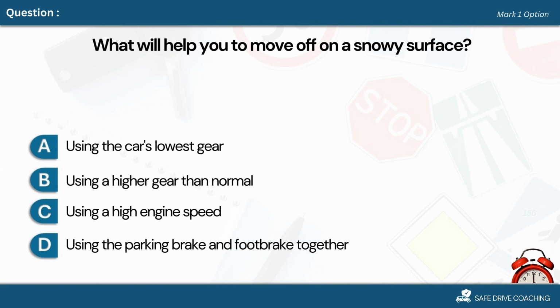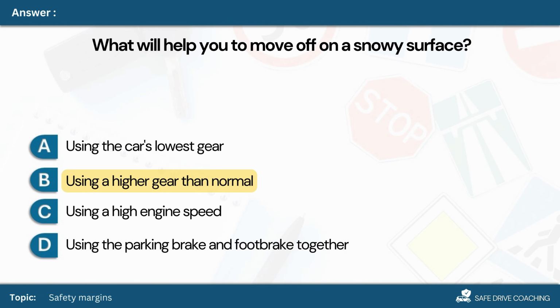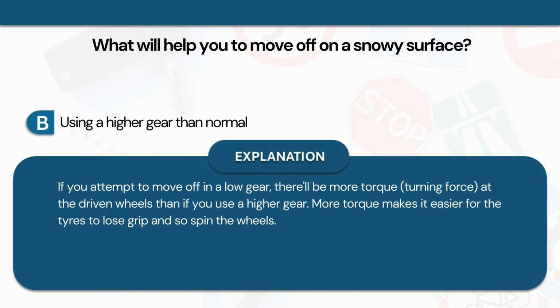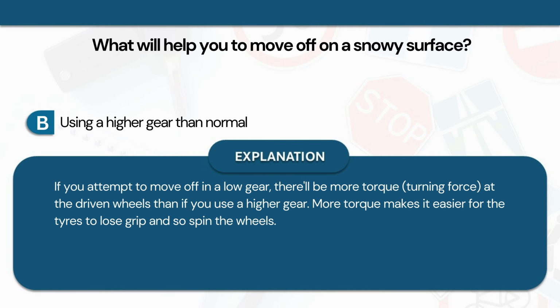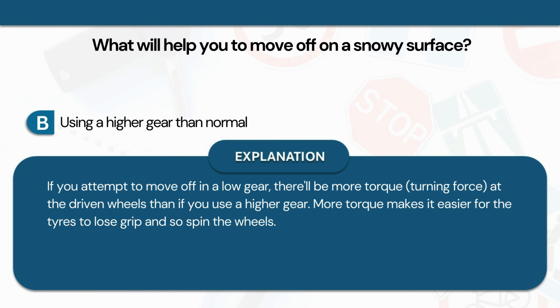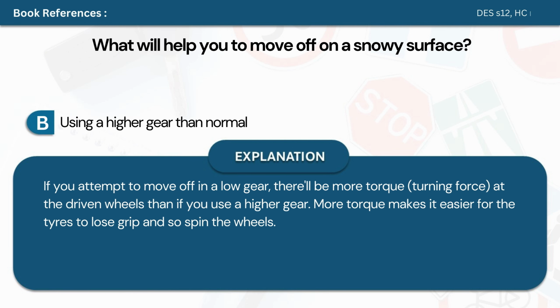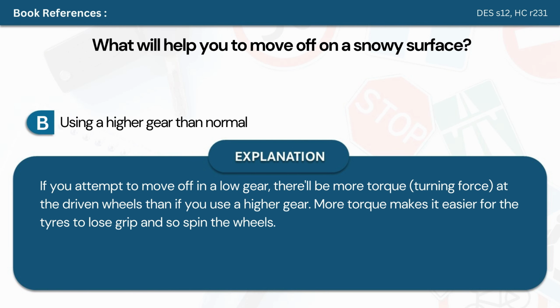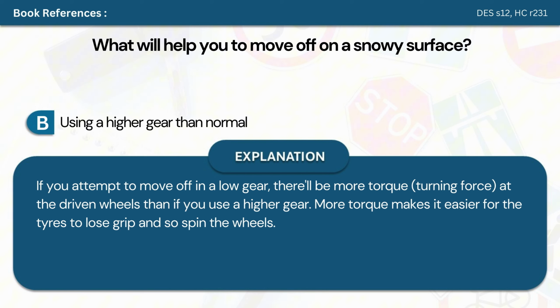The correct answer is B. Using a higher gear than normal. If you attempt to move off in a low gear, there'll be more torque, turning force, at the driven wheels than if you use a higher gear. More torque makes it easier for the tires to lose grip, and so spin the wheels.